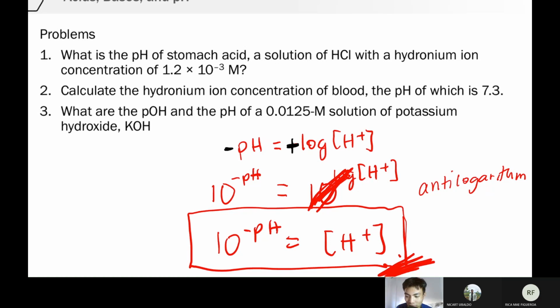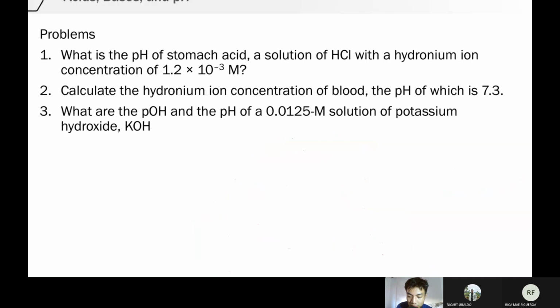By the way, may nakalimutan ako sabihin pala. For number 3, you're asked, what is the pOH? Ang given sa inyo sa number 3, burahin ko muna tong sulat ko dito. So, ang equation natin, negative log, concentration ng H+. Then, from concentration ng H+, so ito na yung equation natin if you want to get the pOH.